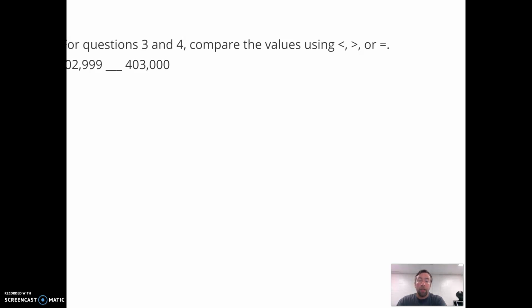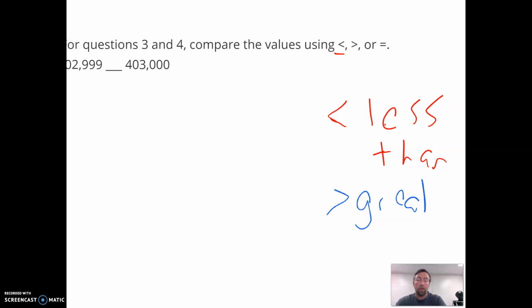All right, for questions 3 and 4, we're going to compare using greater than, equal to, and so on. So this first symbol here is our less than symbol. The second symbol means greater than, and then we know that this third symbol is equals.